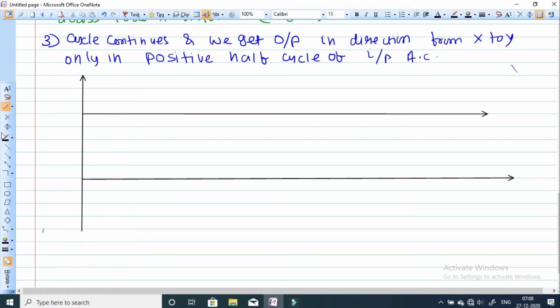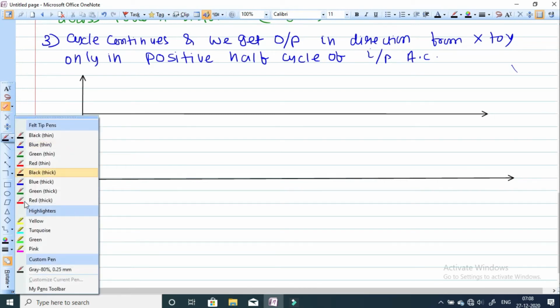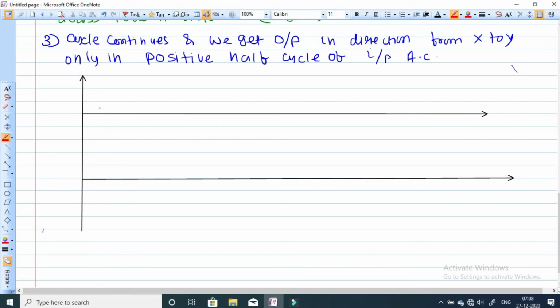Now first we will see the input AC. Let me draw the input AC. This is your input AC. Positive cycle, then negative cycle, then positive cycle, then negative cycle. This is the input AC.